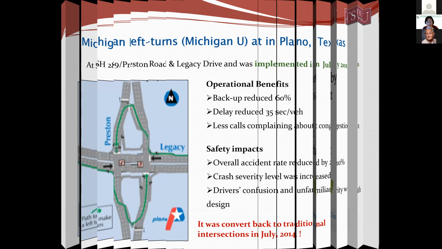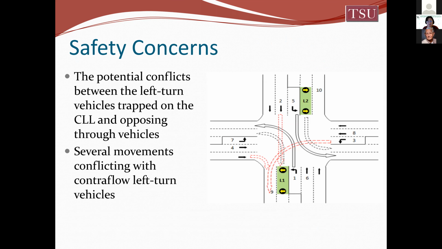But right now, there is no such kind of intersection in the United States yet. We haven't adopted any of this design in this country. I think the major reason is the safety concerns. There's a big safety concern with this new design because this contraflow lane will be used by both left-turning and opposing traffic. So it has some risk.